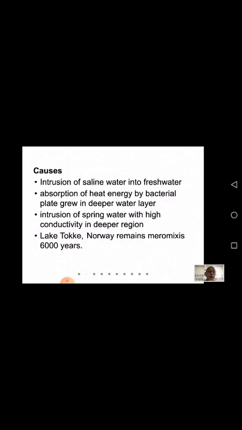So why does it occur? We have said dimictic lake is purely because of thermal stratification and overturn processes. Sorry, I spoke little there. Causes: why does it occur? Diffusion of saline water into fresh water.